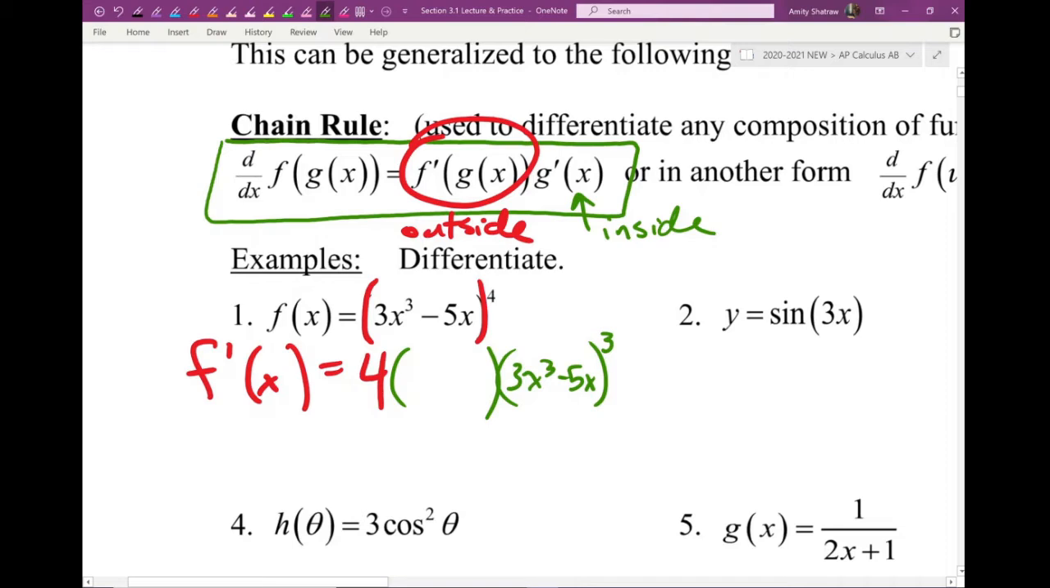And the way that looks is it looks like this. 3x cubed is 9x squared, right? Because I took the derivative of 3x cubed. Take the derivative of negative 5x and I get a negative 5. And that's my answer. And that's it.